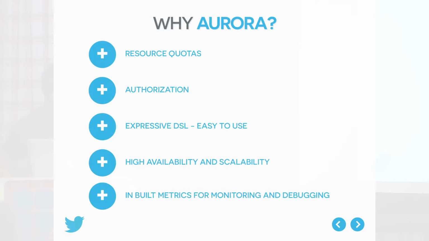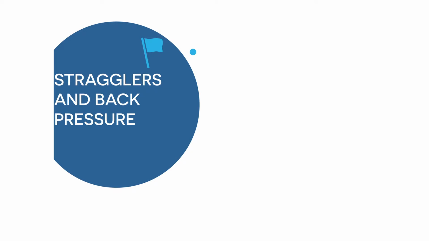So now, why Aurora? Aurora has been one of the very widely used schedulers within Twitter, and it manages hundreds of thousands of machines. So a lot of critical services run on top of Aurora itself. So Heron runs in the context of Aurora in a multi-tenant cluster alongside other critical services as well. It allows you to provide authorization and an expressive DSL to write your jobs. It also has very high availability and scalability because there's a team behind it which manages the whole show for Aurora, and a lot of inbuilt metrics for monitoring and debugging as well.